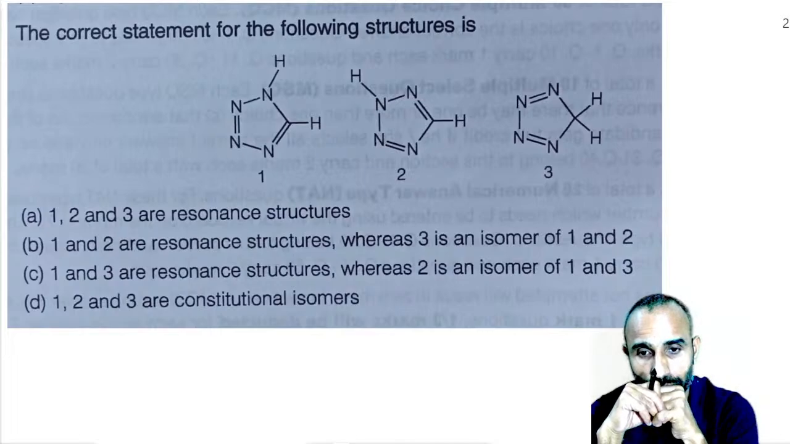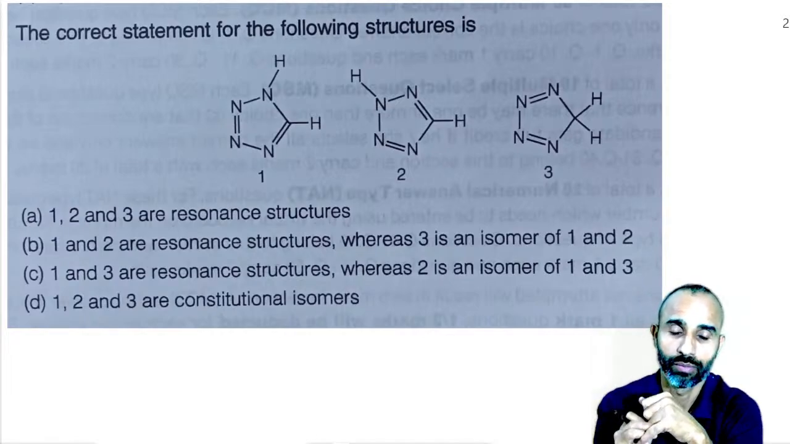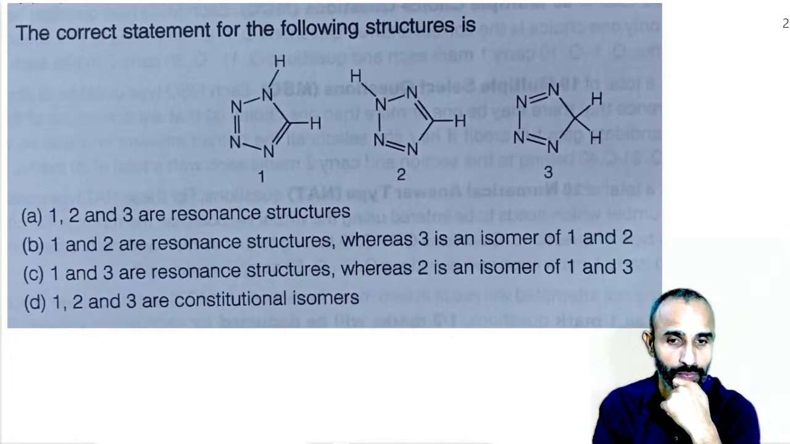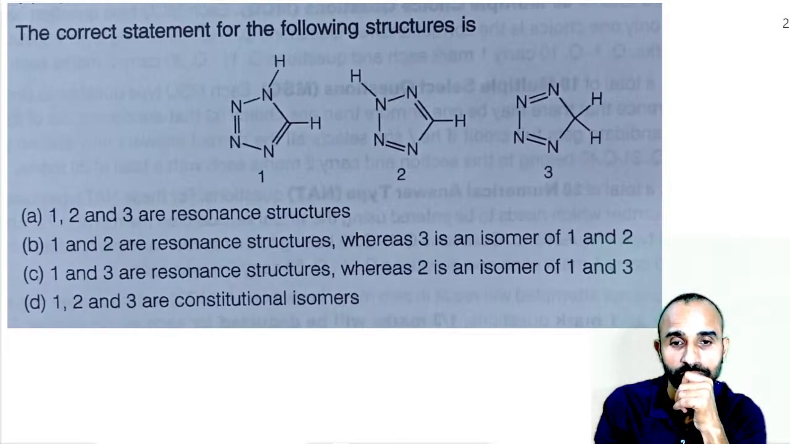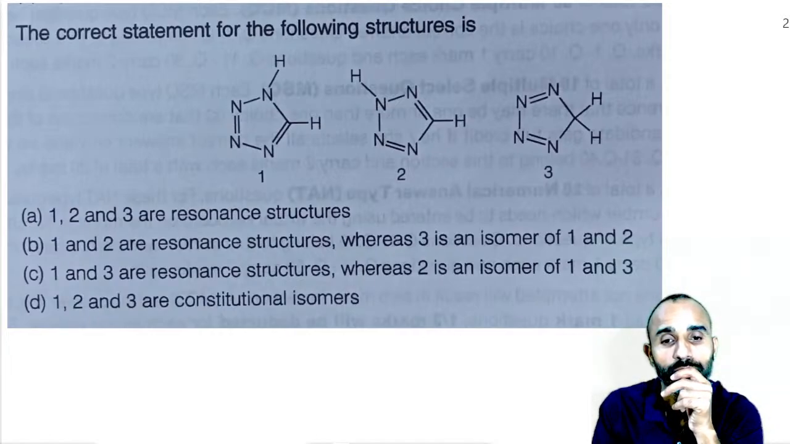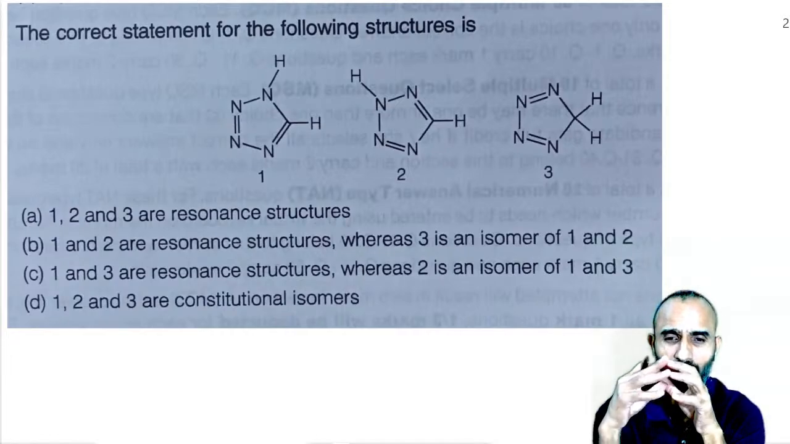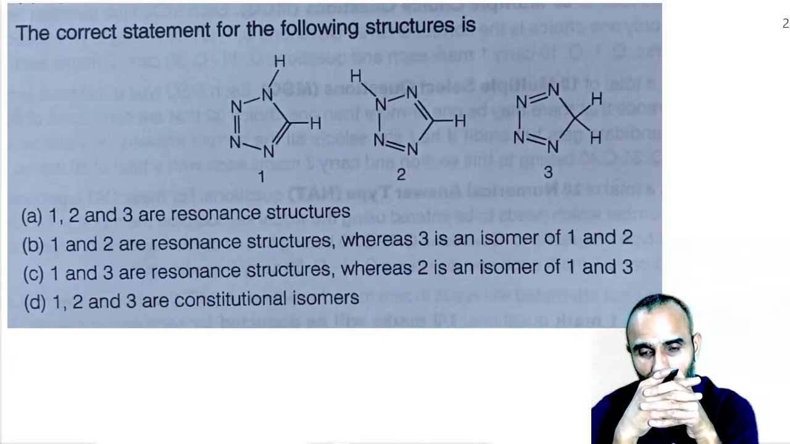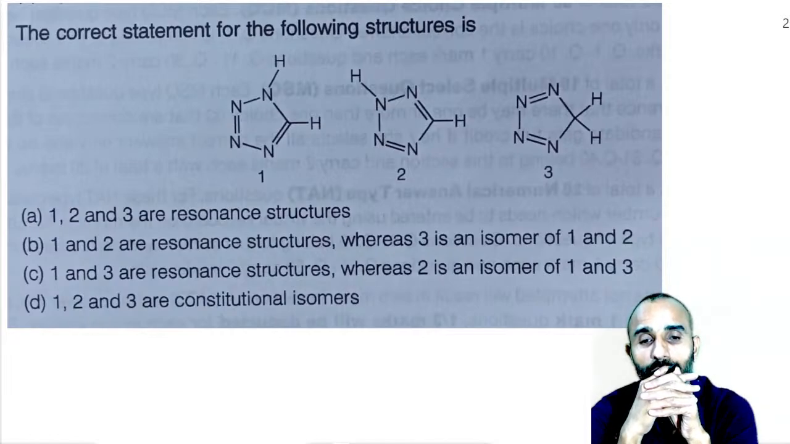Option B, sir. 1 and 2 are resonance structures. No, sir. Just a second. Option C, sir. One and three will be resonance structures. How is it? Is it possible?